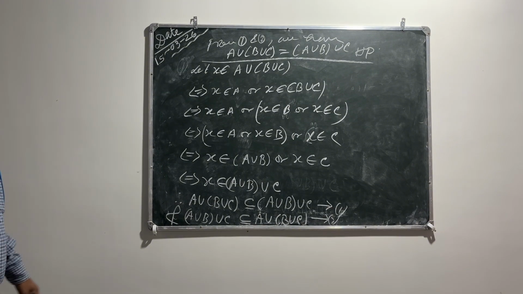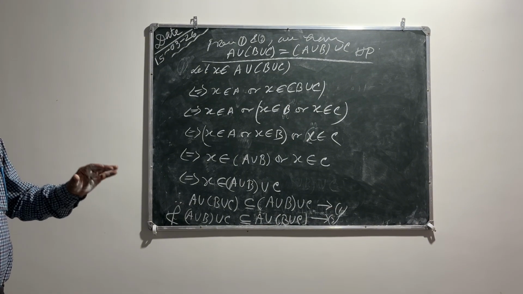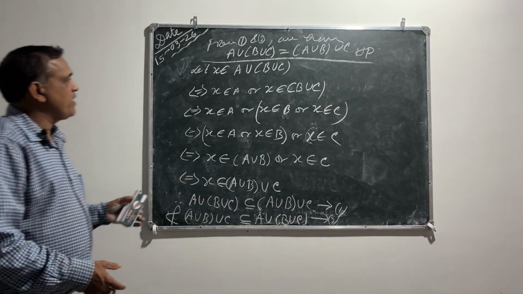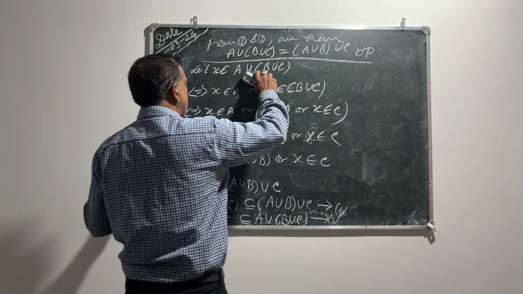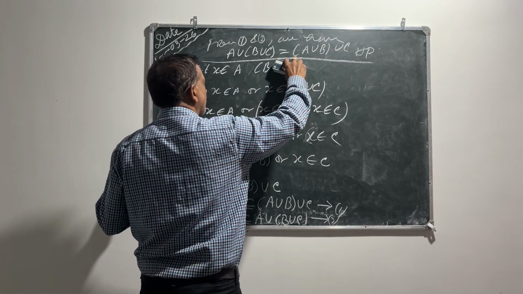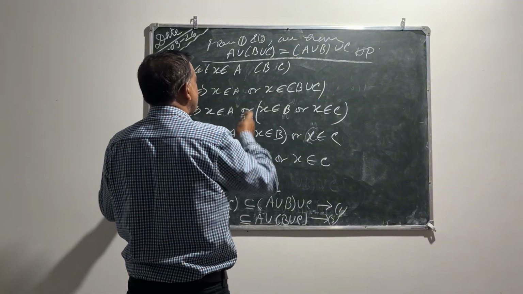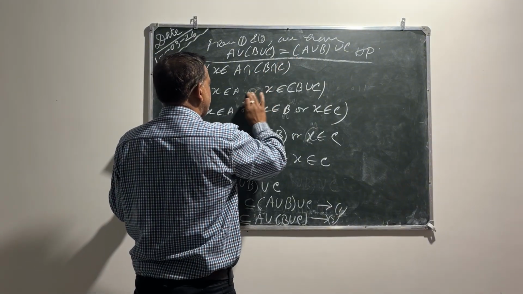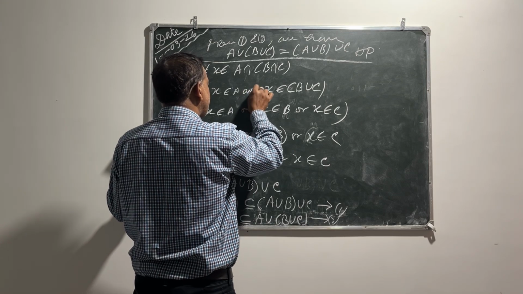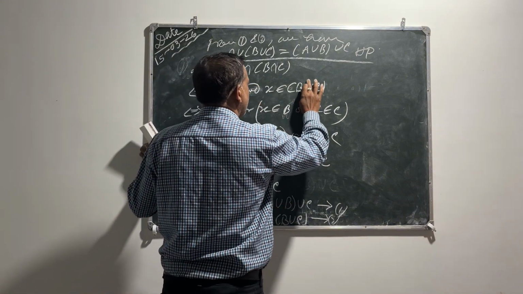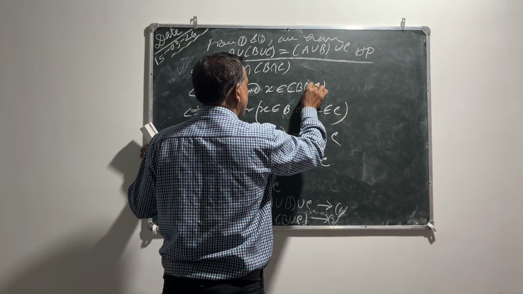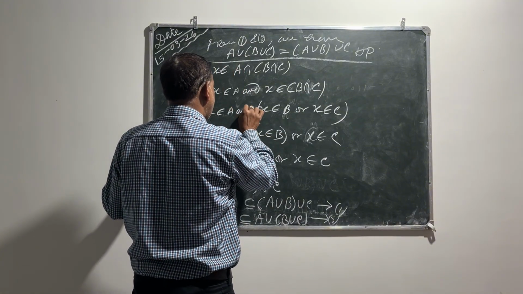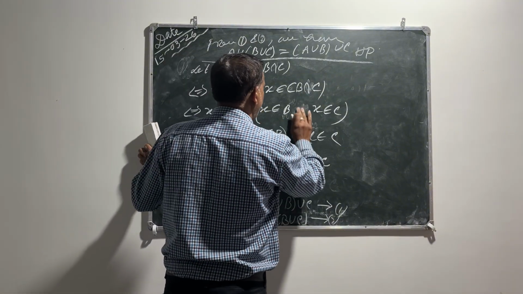So in the same way, we can prove in case of intersection also, saying associative law. We can just replace union by intersection, and or by and.